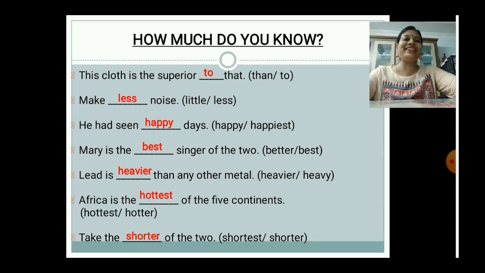Yippee! We have got the correct answers. Hope you all follow this concept of degrees of comparison.